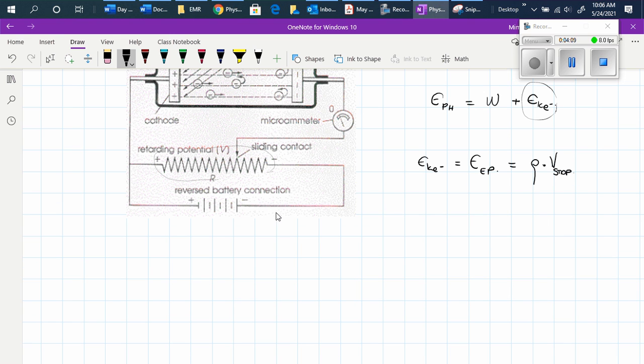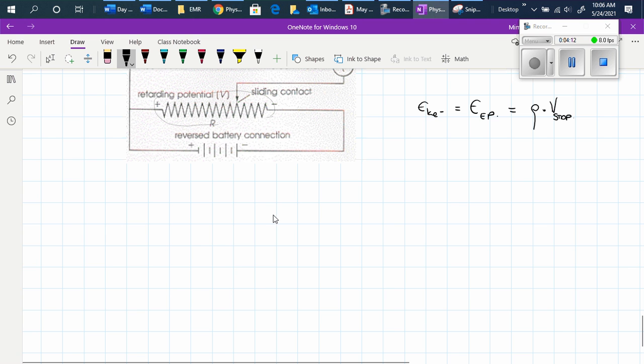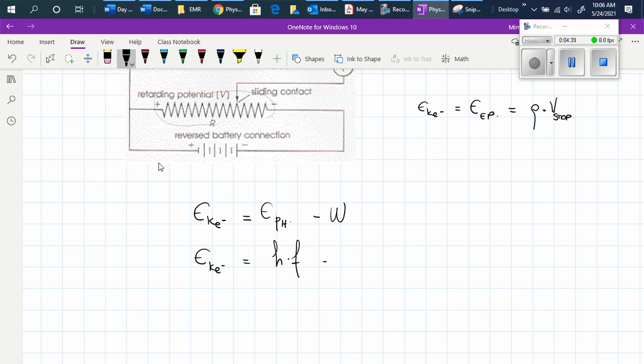Millikan noted that Einstein's equation has the same structure as the general equation of a straight line. Remember that the kinetic energy of the electron is equal to the energy of the photon minus the work function. So for a specific metal, the kinetic energy of the electron will be h times f minus the work function that is specific for the metal you are using for the plate.